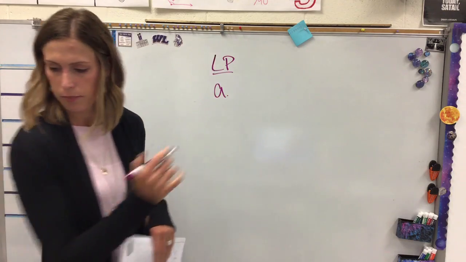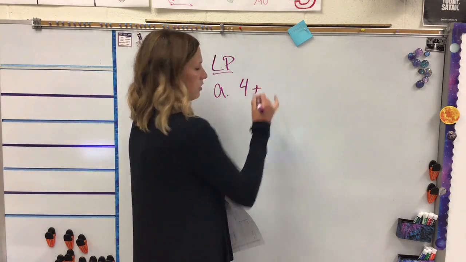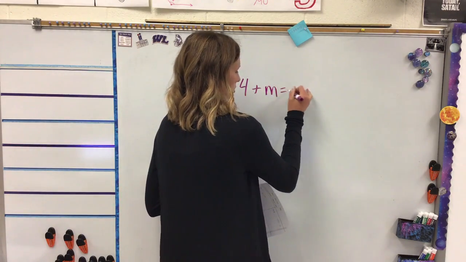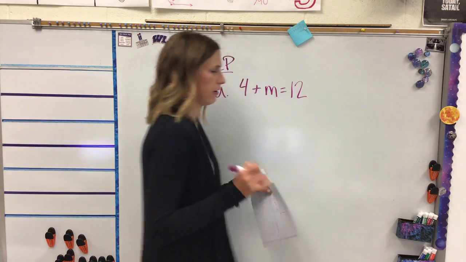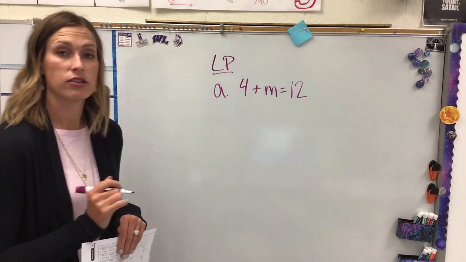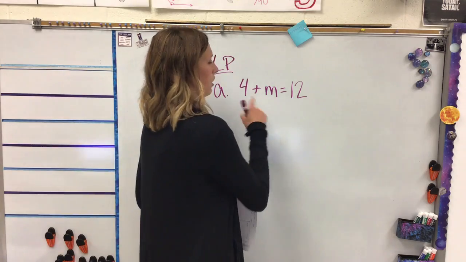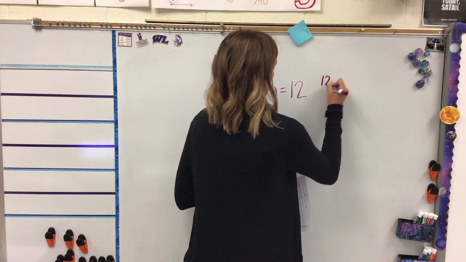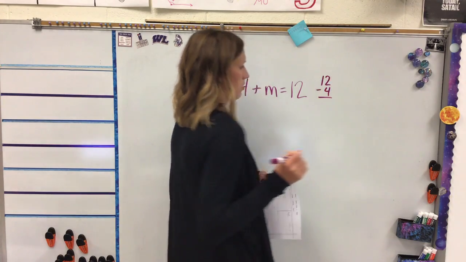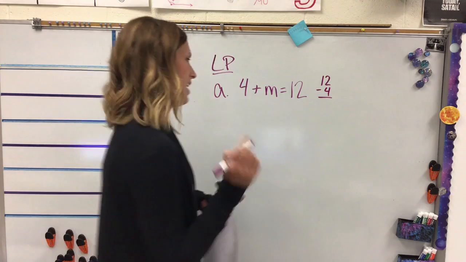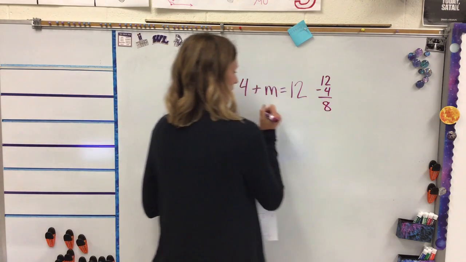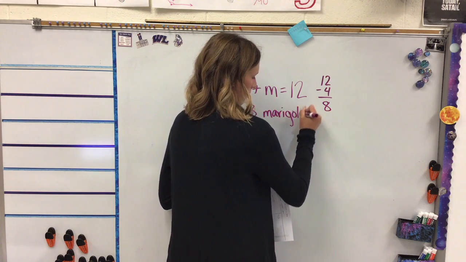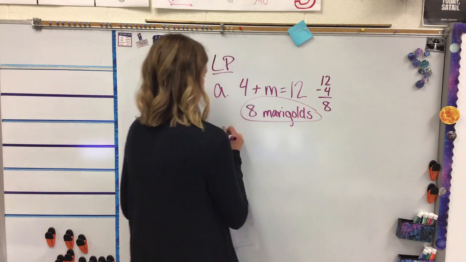Lucille had 4 marigolds. Lola gave her some more marigolds. We don't know for sure how many. Some more. Now she has 12 marigolds. So how many marigolds did Lola give Lucille? We're going to go ahead and make a subtraction sentence out of this. 12 minus 4. 12 minus 4 is 8. So we get 8 marigolds. Type of flower.